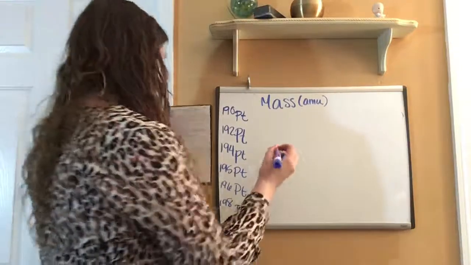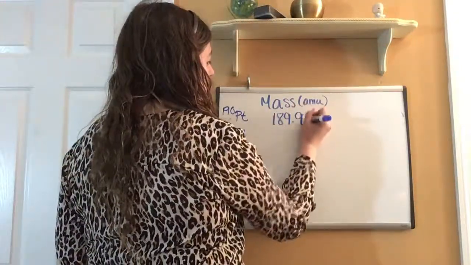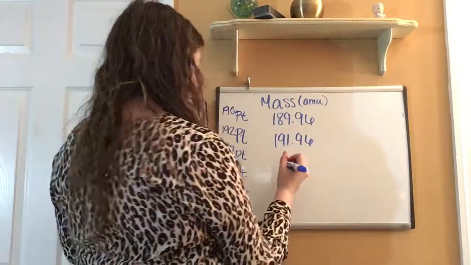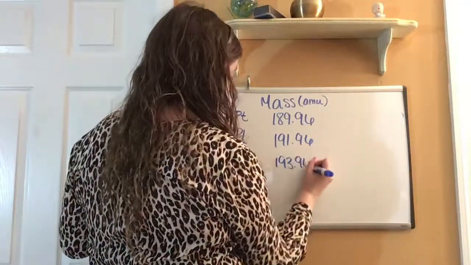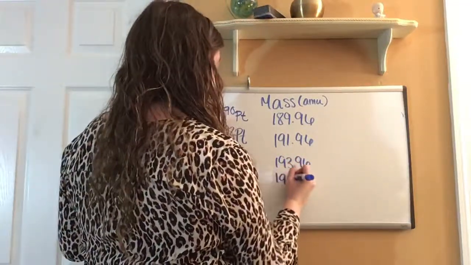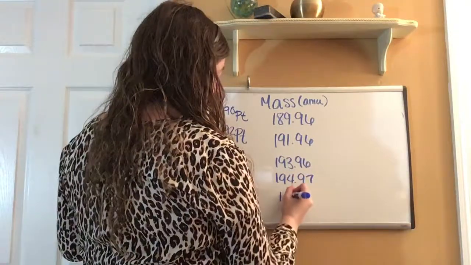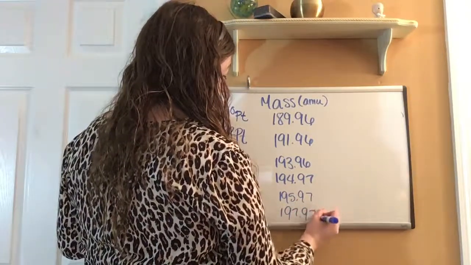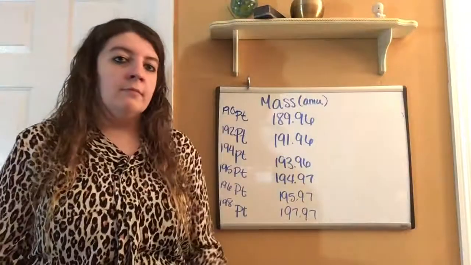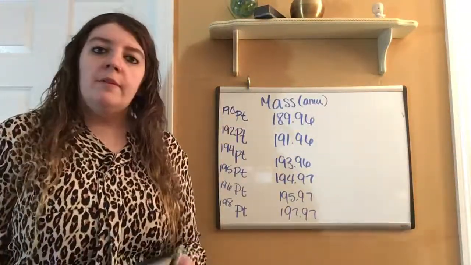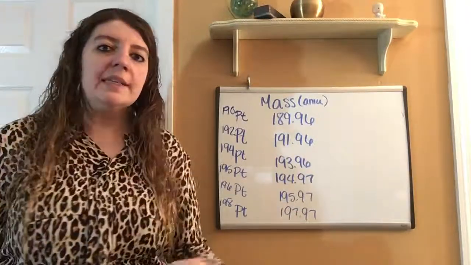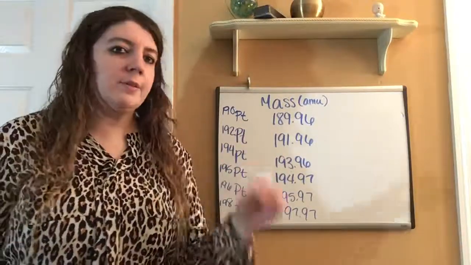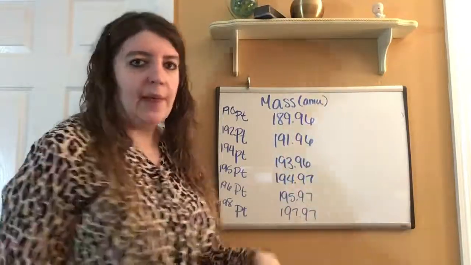Okay, the mass is going to be 189.96, 191.96, 193.96, 194.97, 195.97, and 197.97. Okay? That's what we averaged it out to, given the information that I've been given. So I will always give you enough information to solve any of these problems. We're going to talk about different ways that we can do that, but I will always give you the information. So don't worry about that.